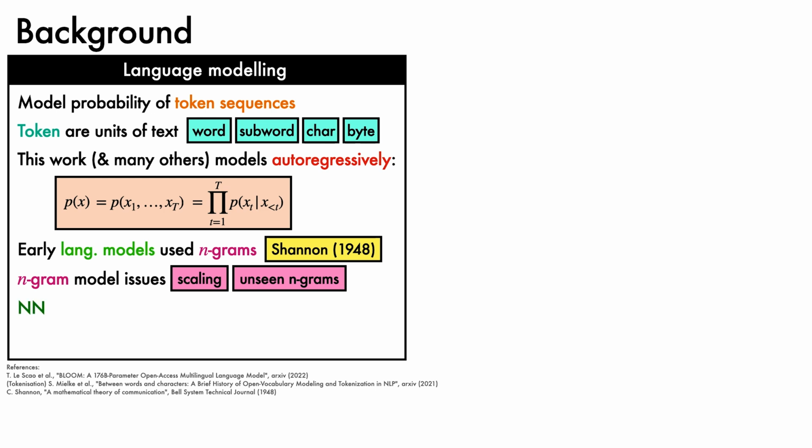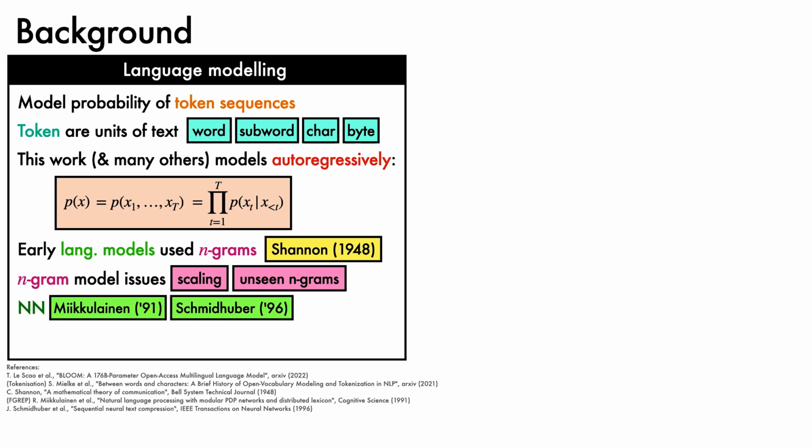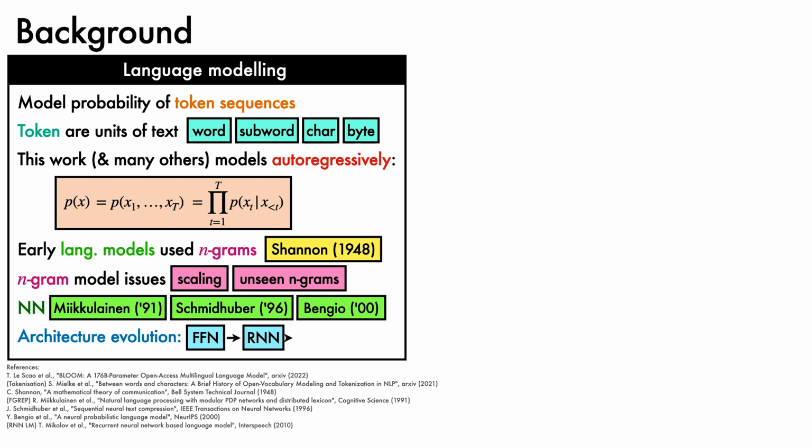A different line of work has pursued the use of neural networks to estimate the probability of the next token. This idea was studied in the 90s in work by Miikkulainen et al. and Schmidhuber et al., and gained traction with the 2000 work of Bengio et al. Over time, the architectures used for language modeling with neural networks have evolved from focusing on feed-forward networks on fixed window sizes to RNNs, and more recently to transformers.